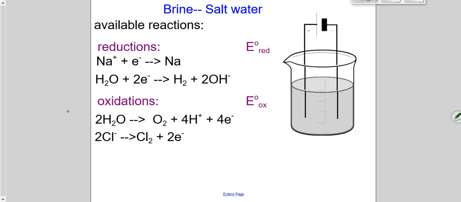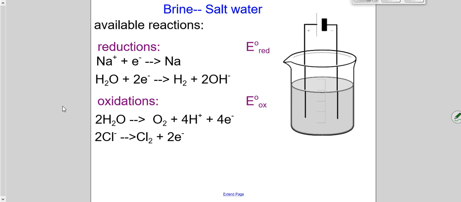Also, there's 2 possible oxidations, 2 places we could remove electrons. Will it be easier for the electrons to be removed from the oxygens in the waters or from the chloride ions that will be floating around in the solution? I'm going to have you guys research this one yourself.